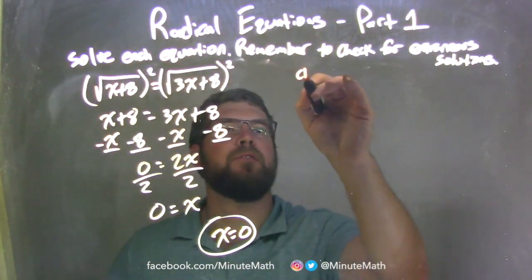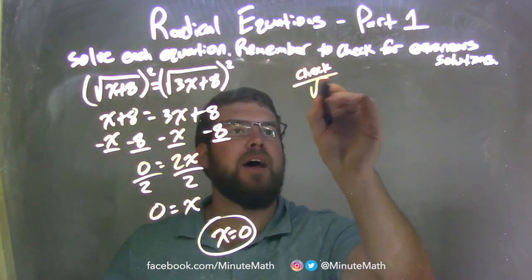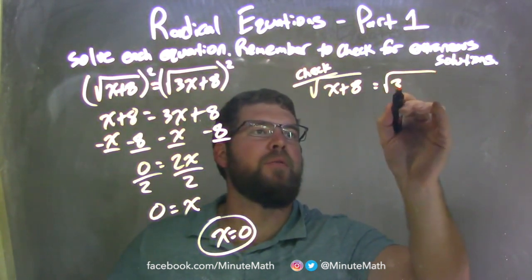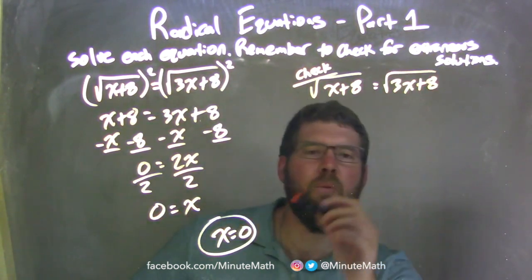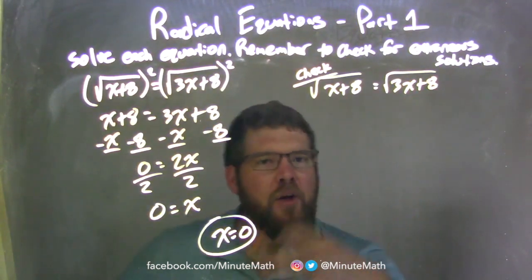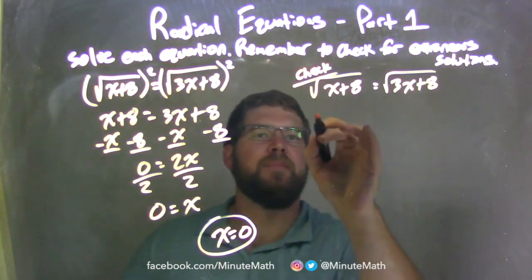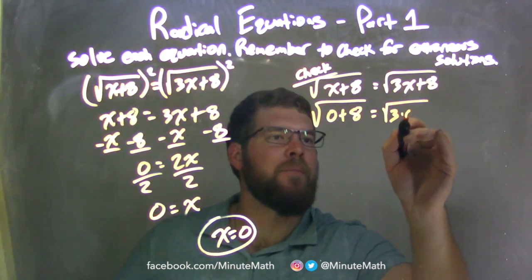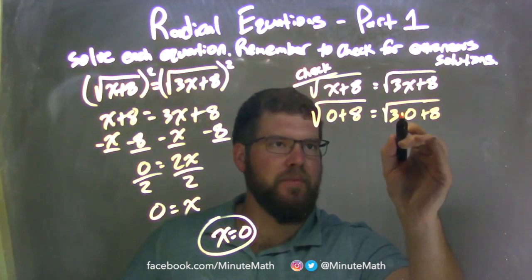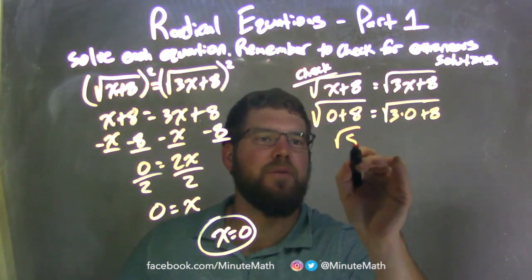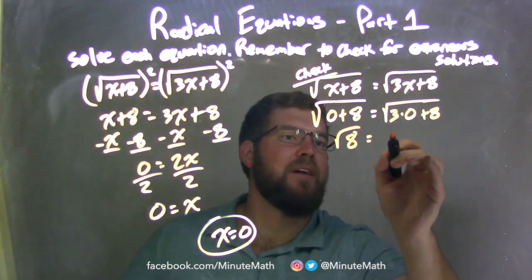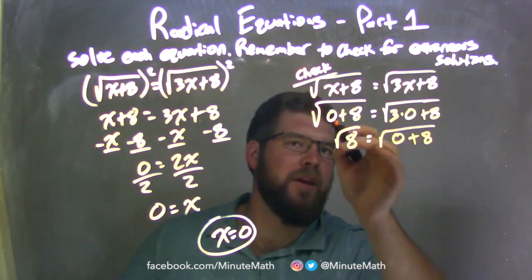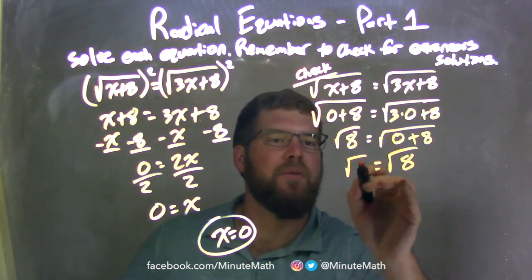So let's go check our work. I'm rewriting my equation. The square root of x plus 8 equals the square root of 3x plus 8. Now be careful. Once you're comfortable with zeros, I love plugging zeros in. It really eliminates things quickly. So we have 0 in for x here. 0 plus 8 equals 3 times 0 plus 8. Well, 0 plus 8 is just 8, square root of 8 here. And 3 times 0 is 0, plus, let's not skip a step, 8 here. 0 plus 8, we already knew, was 8, so the square root of 8 equals the square root of 8.